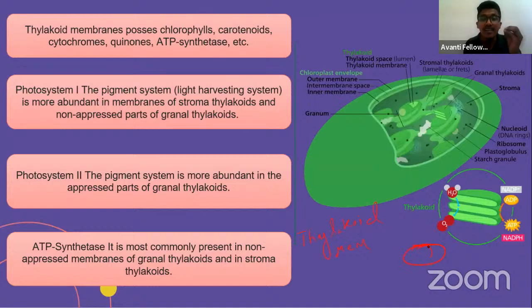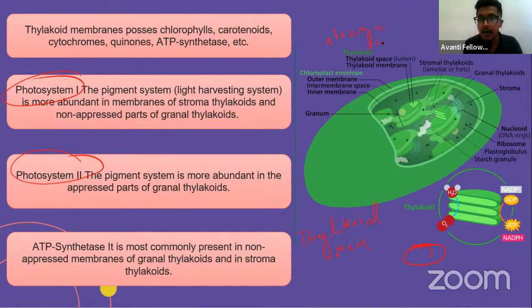Now, if you look at the membranes of the thylakoids, you can come across both the photosystems. They have both photosystem 2 as well as photosystem 1. Thylakoids have both light harvesting systems. Whereas, if you look at another structure, what is another structure?